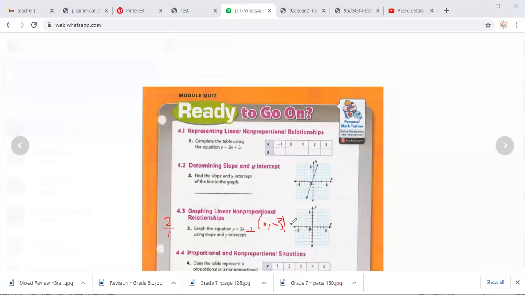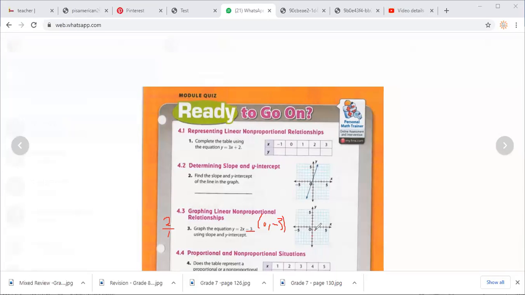Let me check with you. We started with -3, then 0, 1, 2, and then 1 to the right. Could you please tell me what the next ordered pair will be? We counted 2 up, right? And then 1 to the right. Could you please read the ordered pair which we stopped on? It will be (-1, -1).